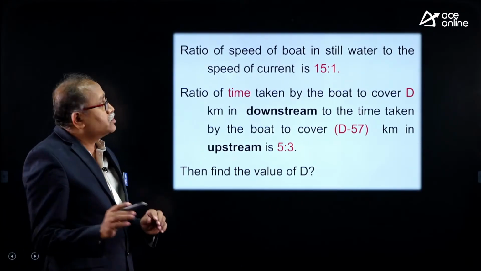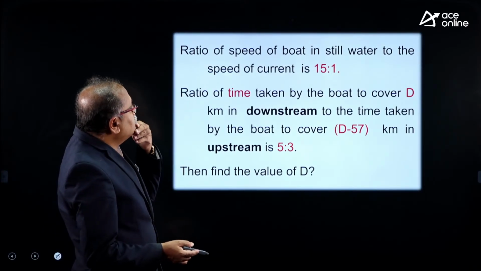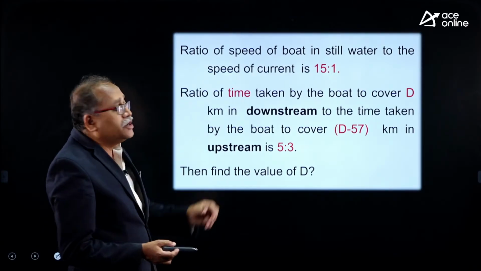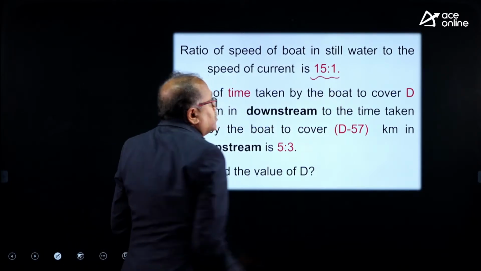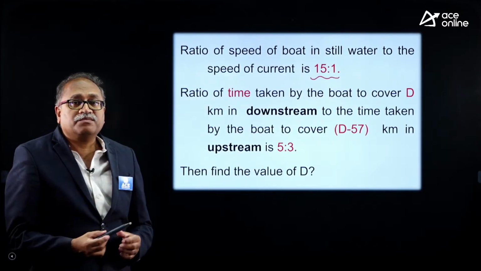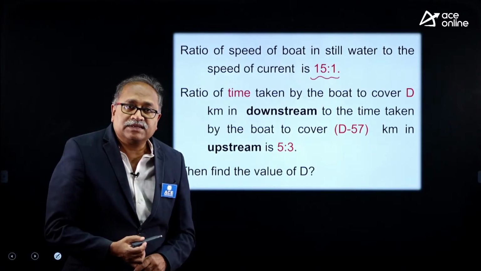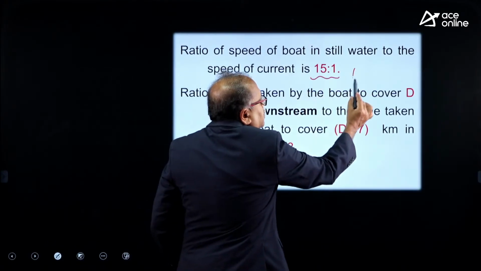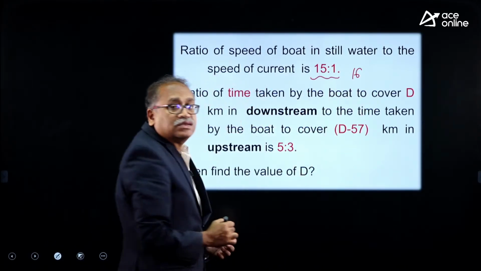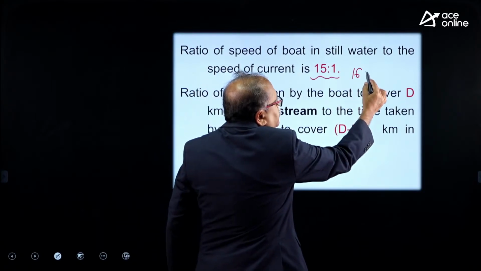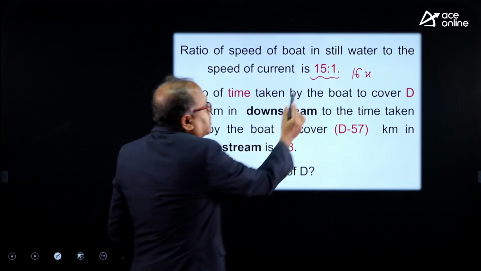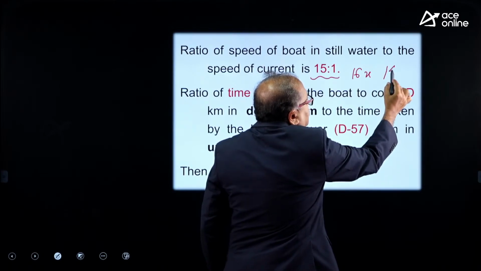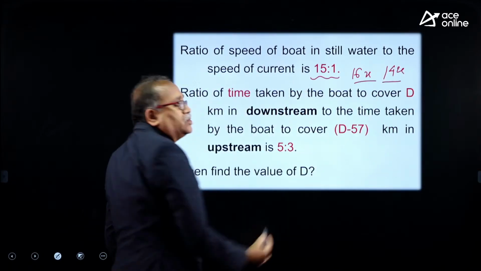Let us read this question closely. The ratio of the speed of boat in still water to speed of current is 15:1. Can I find out the ratio of downstream and upstream? Yes. If this is 15x and this is x, the downstream speed will be 16x, 15 plus 1, and upstream speed will be 15 minus 1, that is 14x. We can get the ratio here.